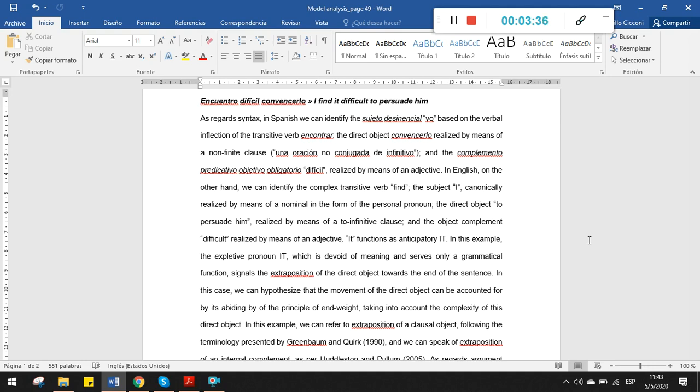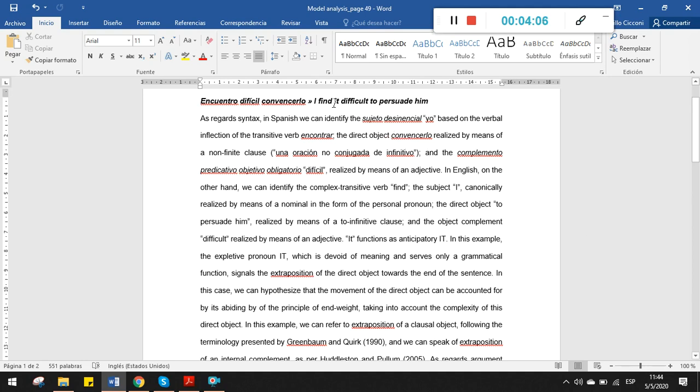So, if we speak of "convencerlo," for example, we will say that the function is direct object and that "convencerlo," which is a direct object, is realized by means of a non-finite clause. So, there are several aspects to take into account when analyzing the syntax.